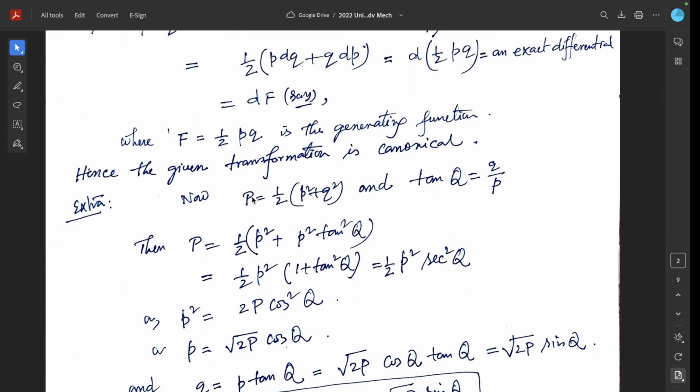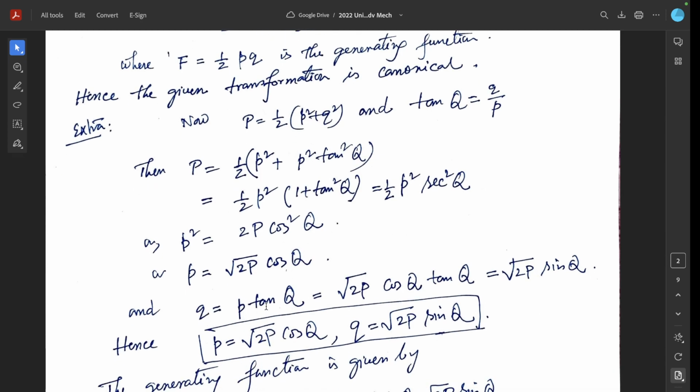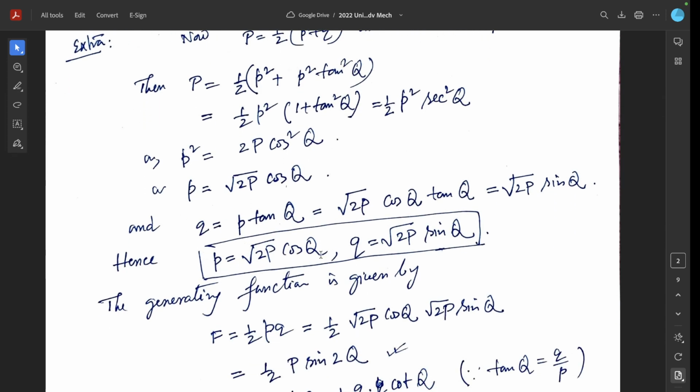Now, if capital P equals half of (p² plus q²) and tan Q equals small q by p, then capital P equals half p² sec² capital Q, and small p² equals twice P cos² capital Q. So p equals root over 2P cos Q, and q equals p tan Q. So the value of small q is root 2P cos Q tan Q, that is equal to root 2P sin capital Q. Hence p equals this and q equals this.